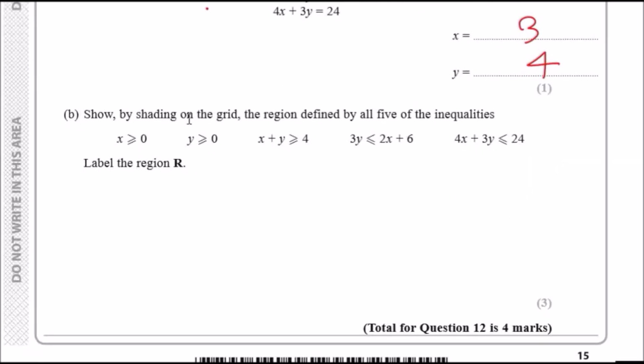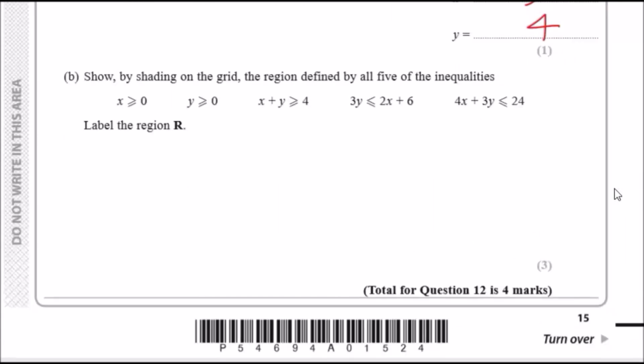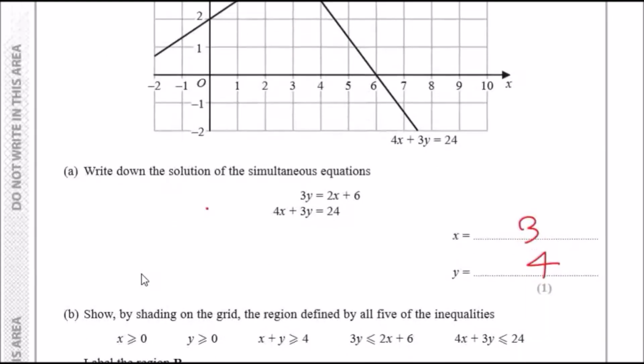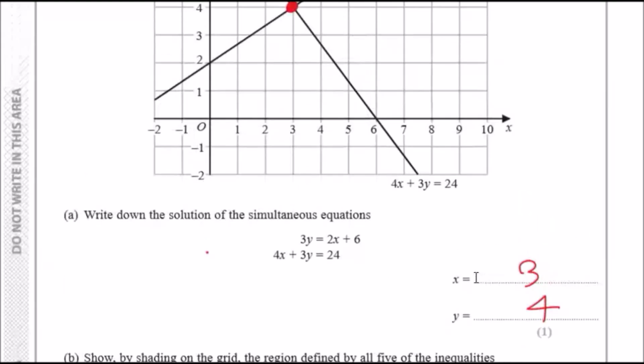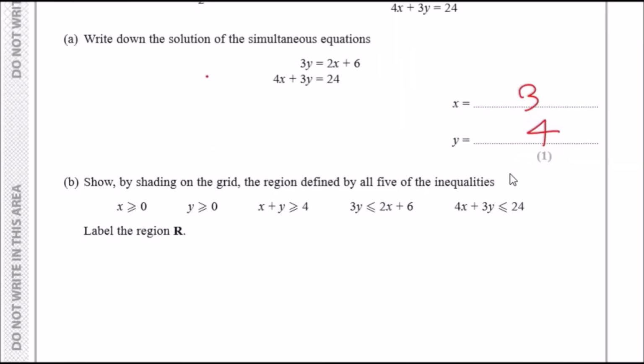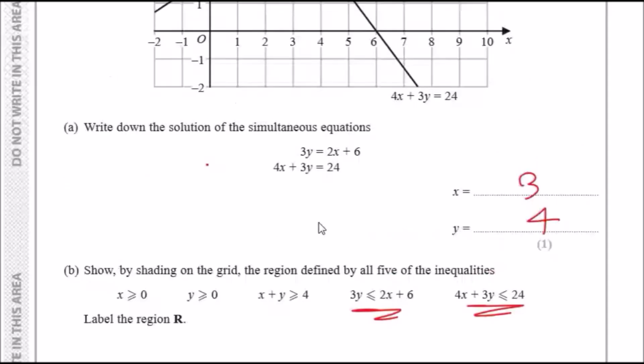Now, show by shading on the grid the region defined by all 5 of these inequalities. Okay, all right, here we go. So this one, you guys literally get your graph paper ready. We're going to try and do this. So have a look. We've got 5 equations. They've already drawn 2 straight lines for us. So that looks like these last 2 here. However, they have not drawn x plus y greater than or equal to 4.